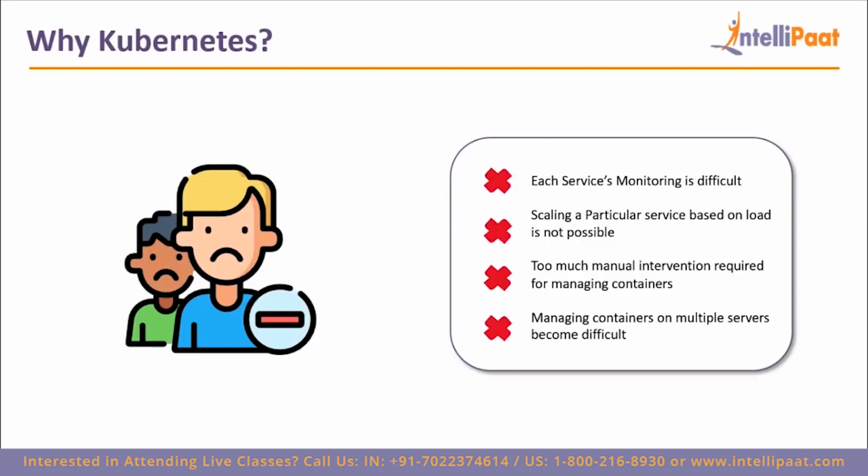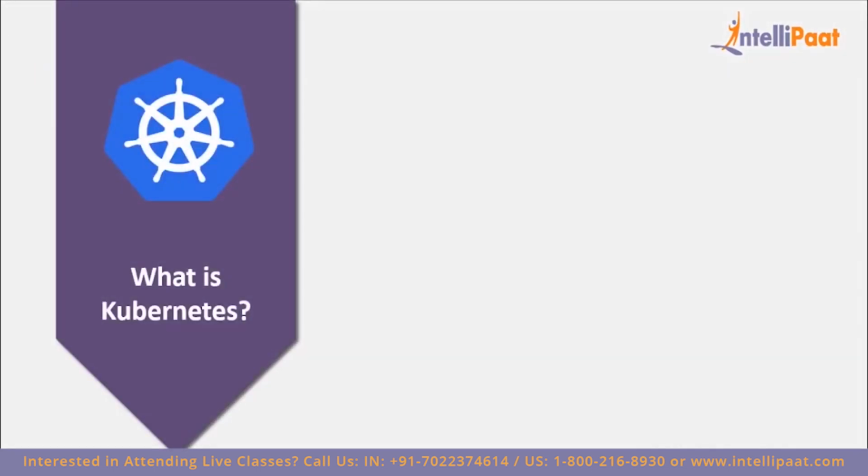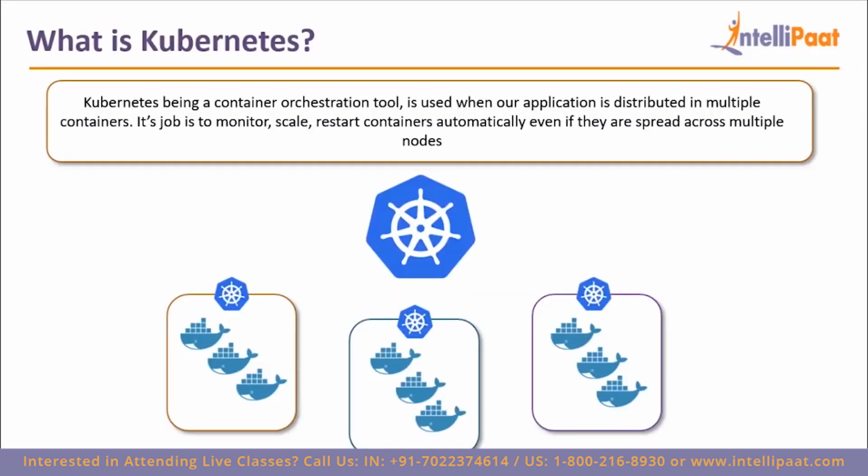And this is exactly where Kubernetes saves us. So what is Kubernetes? I think we have discussed most of it, but Kubernetes is nothing but a container orchestration tool which is used by our application to monitor and orchestrate multiple containers. The kind of features it gives us is monitoring. It helps us monitor containers, scale containers, and restart containers if any of them fails, and this all happens automatically. There is no manual intervention required for this, right? And this is what Kubernetes is all about.